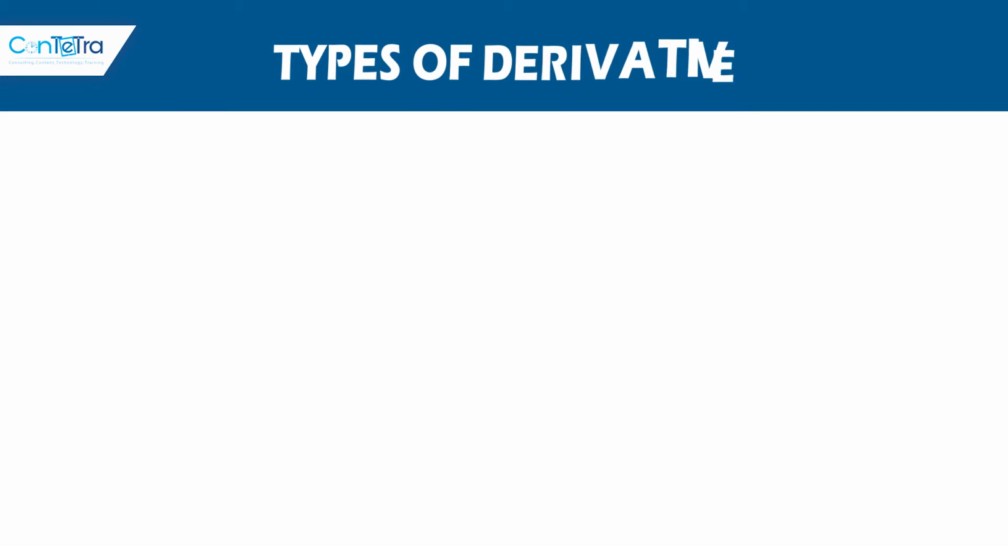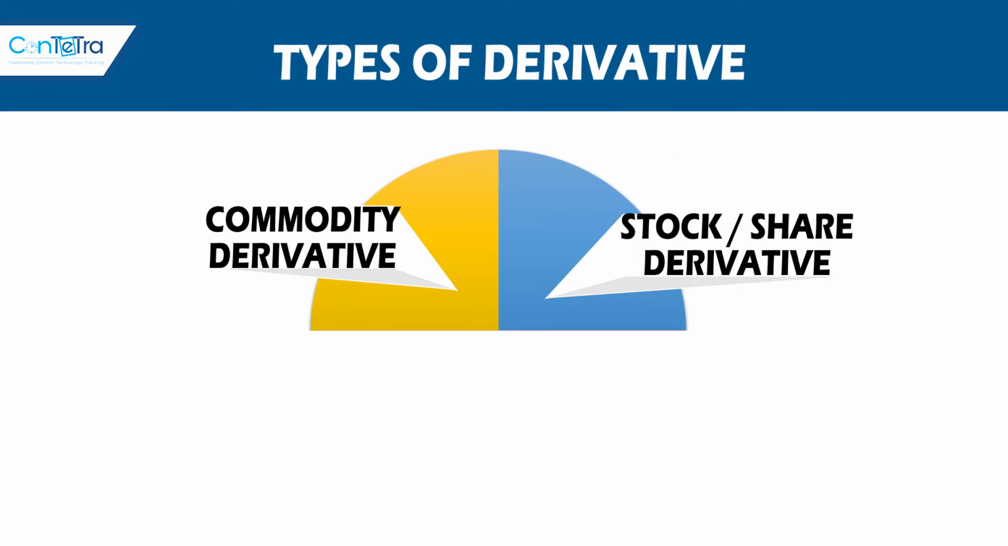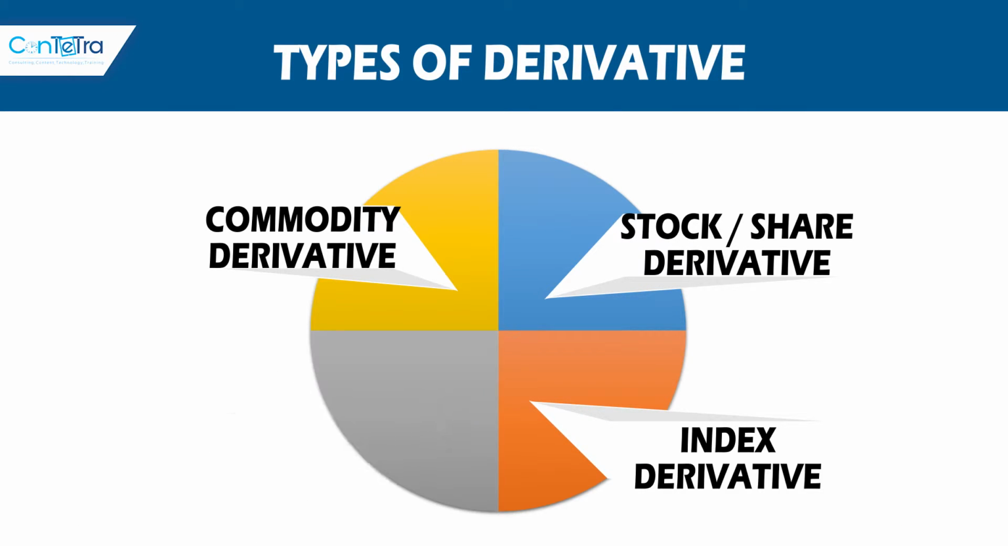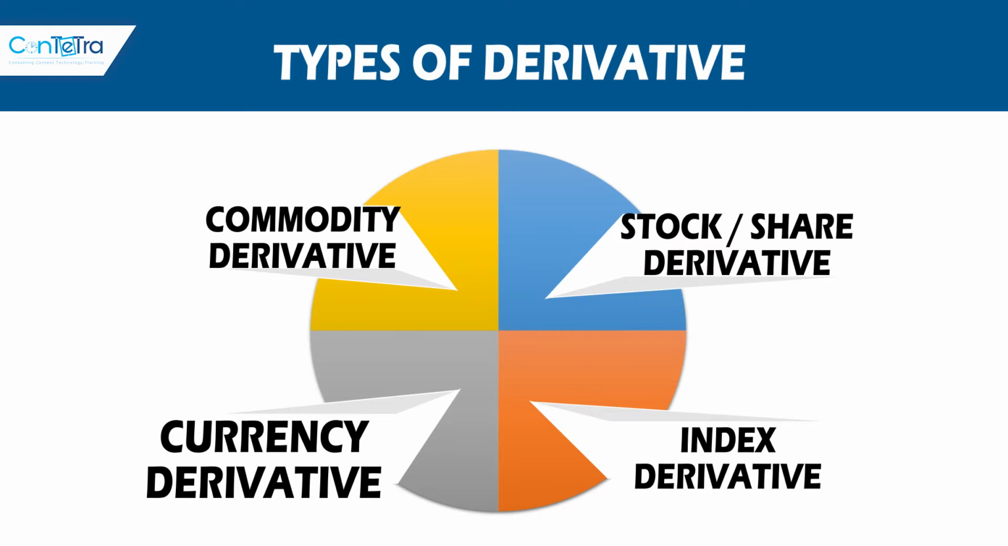We will talk about three types of derivatives today, rather four. First one is commodity derivatives. Second one is stock derivatives or share derivatives. Third one is index derivatives. And fourth one, the market with the highest liquidity in the world, is currency derivatives. Let us talk about each one of them one by one. I would like to go in reverse order. Let's talk about currency derivatives first.